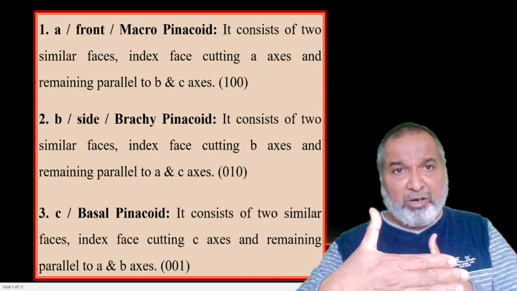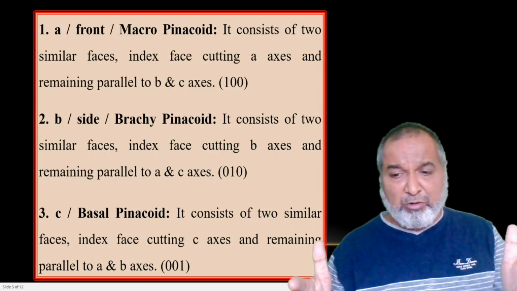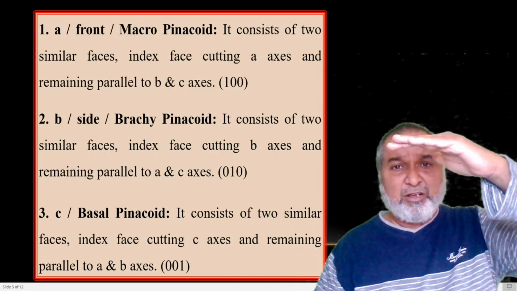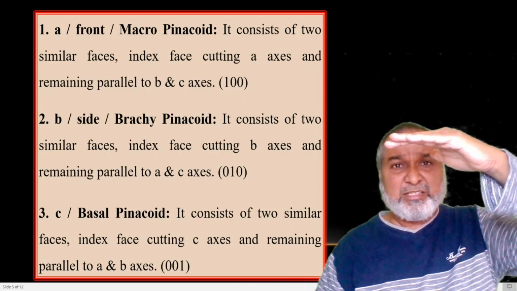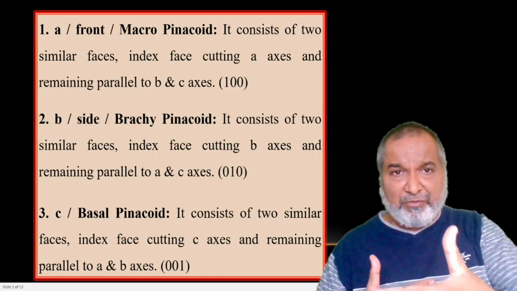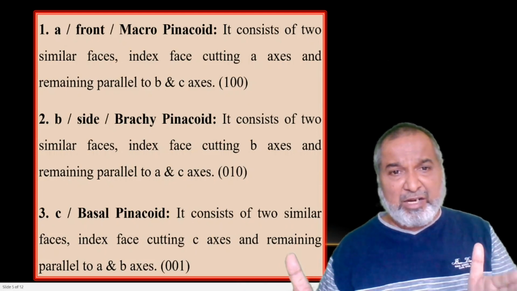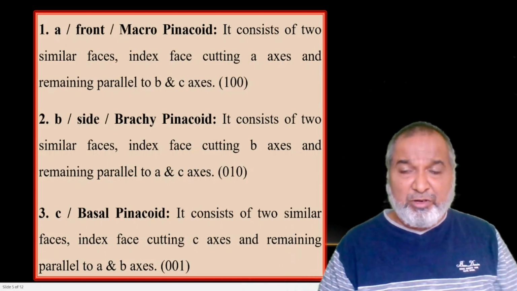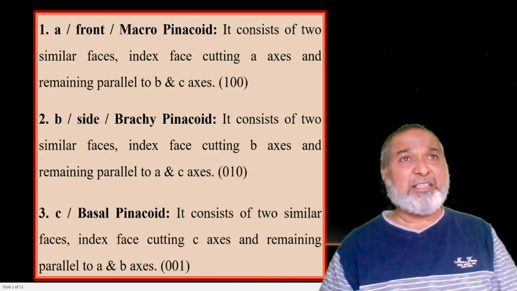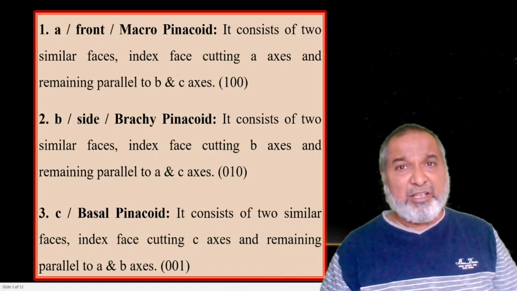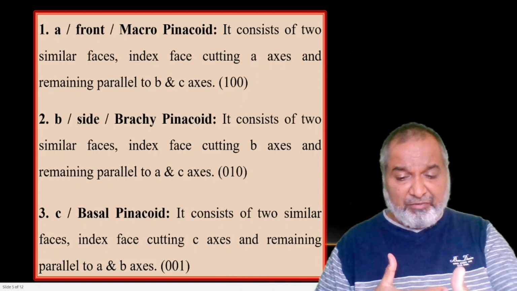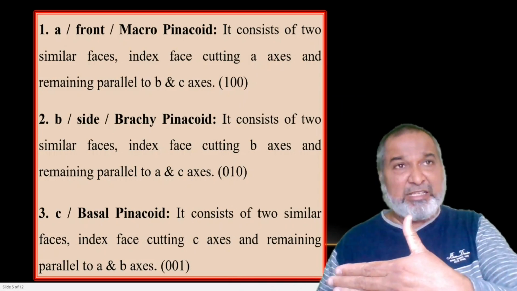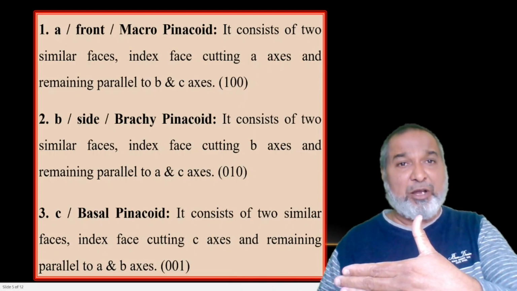A pinacoid is called the front pinacoid, B is called the side pinacoid, and C the basal pinacoid. So A pinacoid is the front, B pinacoid is the side, and C is the basal pinacoid. Now, based on which axis remains parallel, we give the name. Say A, the front, remains parallel to your A axis. So it is the macropinacoid.